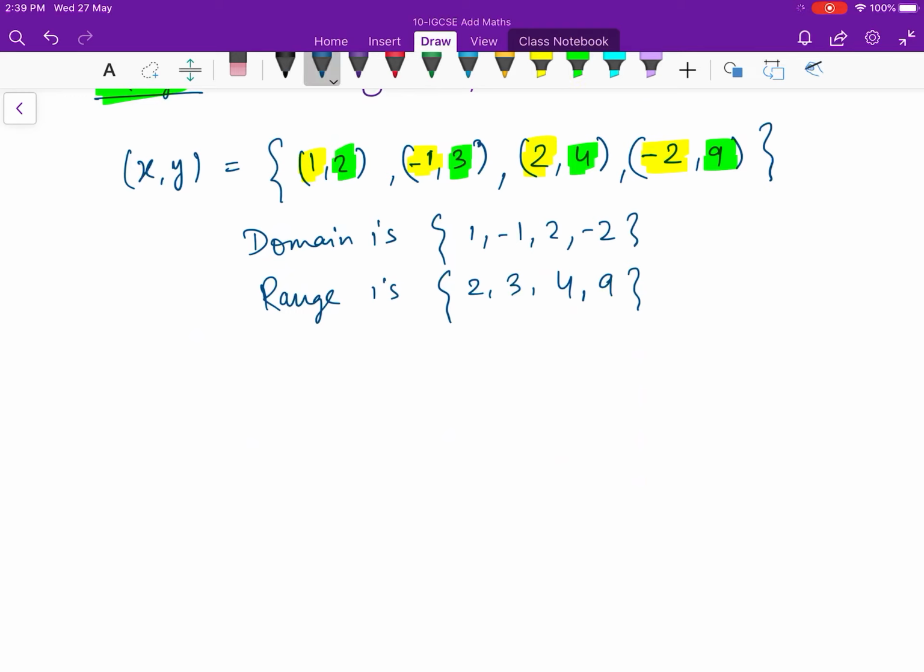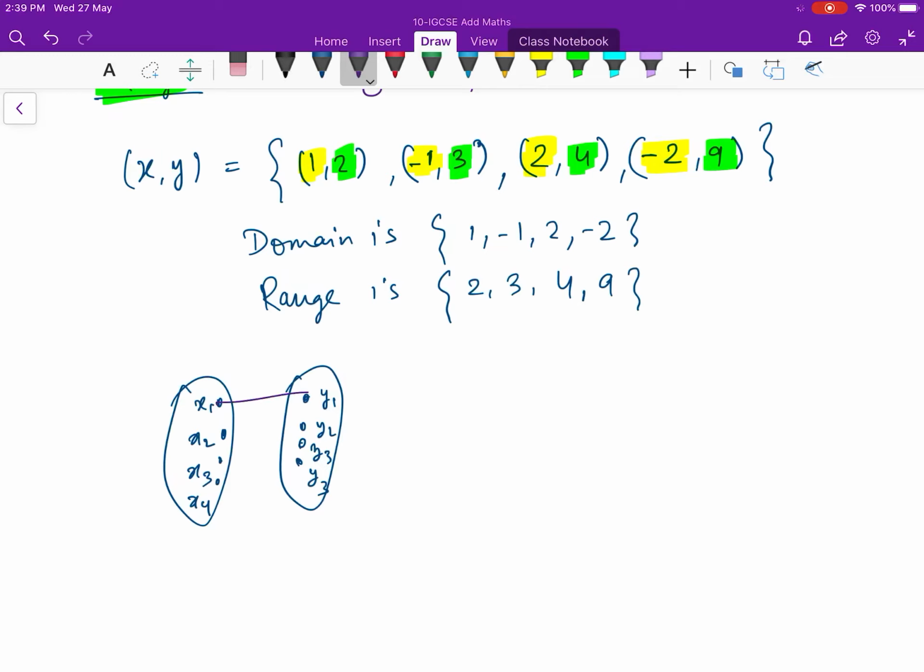If you have a set with x1, x2, x3, x4, these are the points, and here you have y1, y2, y3, y4, and they are all mapped like this. All of x1, x2, x3, x4 are the domain, and these values are the range.